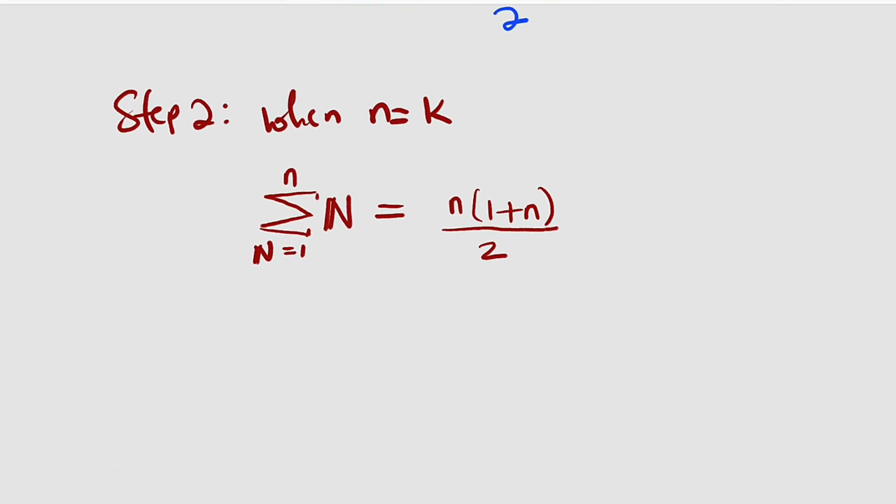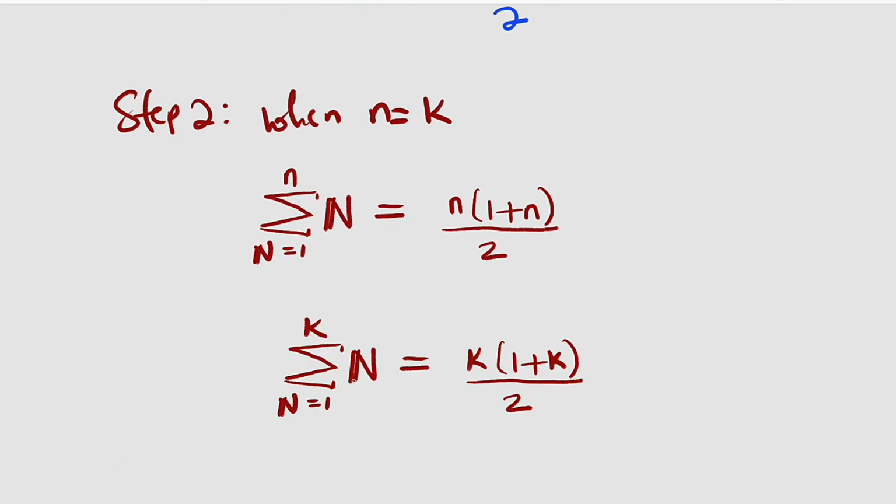So let me substitute. This will be the summation of natural numbers from 1 to k, which is the same thing as k multiplied by 1 plus k, divided by 2. So we are assuming that this is true, right? We just assume. We assume that this is true.